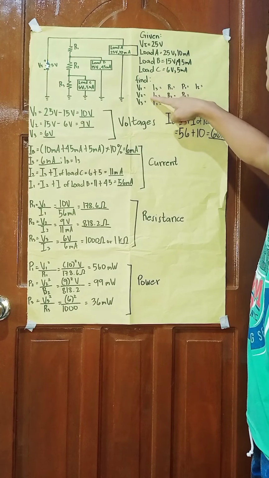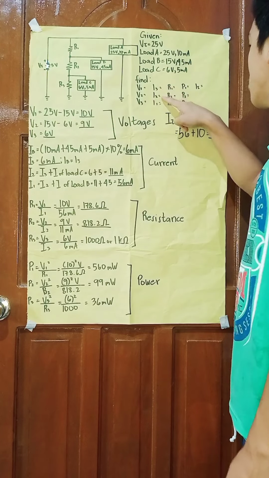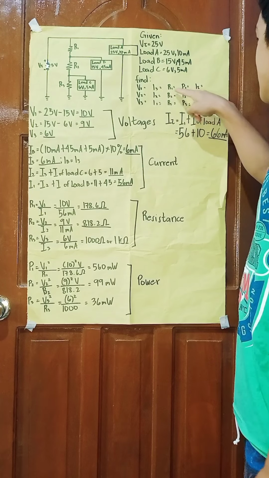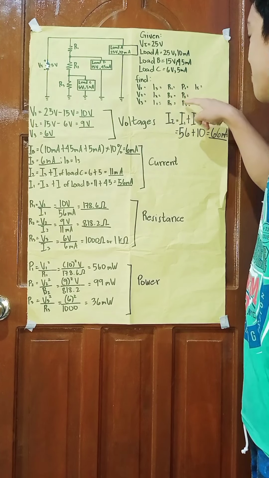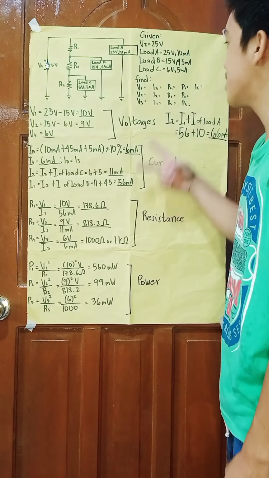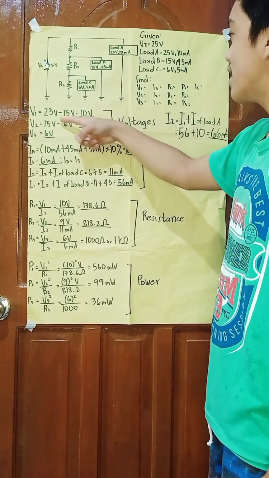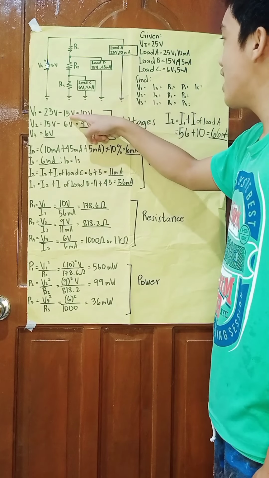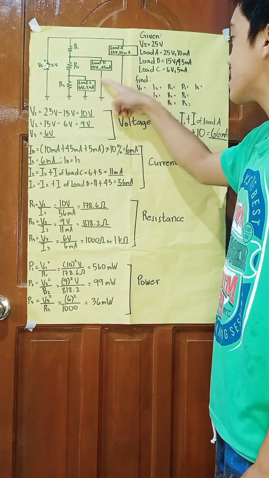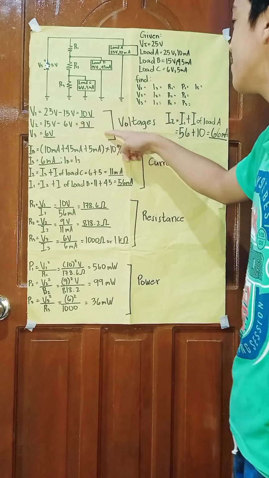Find the V1, V2, V3, I3, I2, I1, and the total current, so R1, R2, R3, and the P1, P2, P3. So first is on voltages. So in voltages, V1 is equal to 25 volts in load A minus 15 volts in load B. So 25 minus 15 is equal to 10 volts.